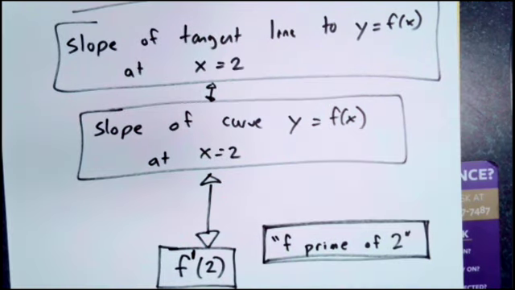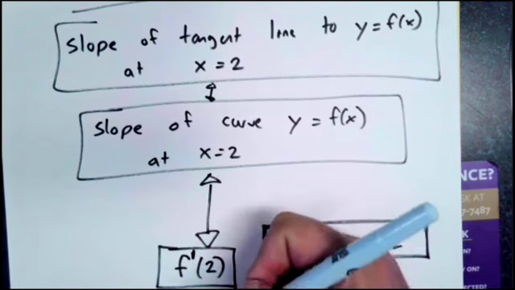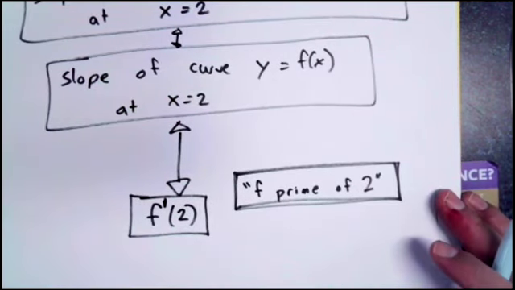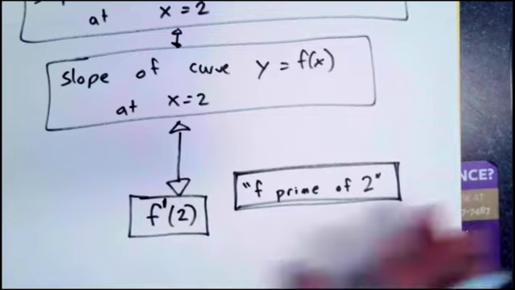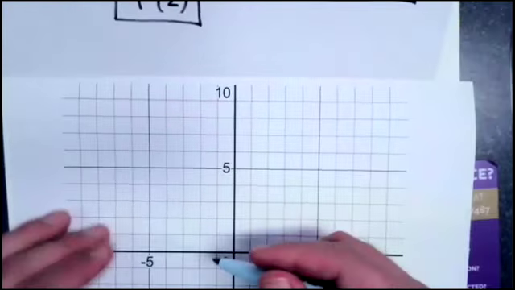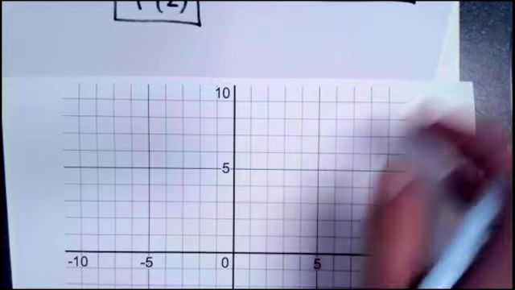So we have the ability to visualize the slope of the curve, to estimate it by drawing a line. And when we do that, we say f prime of whatever point we're looking at. Be very, very careful. This is not the same thing as f of 2. F of 2 is the height. So I'm going to draw a function here.